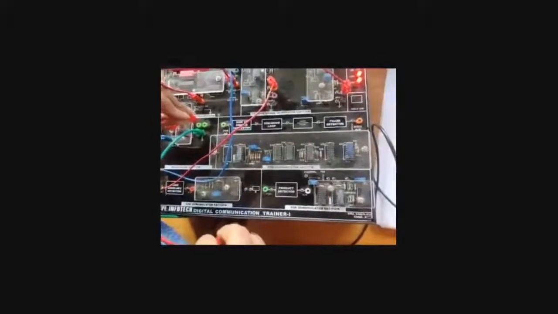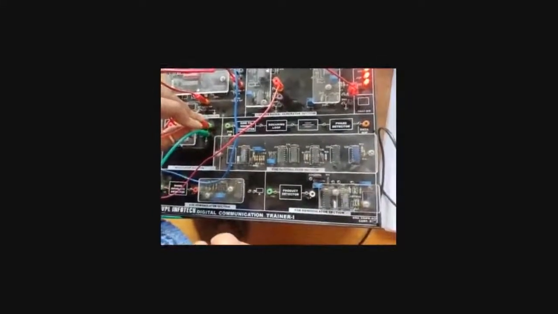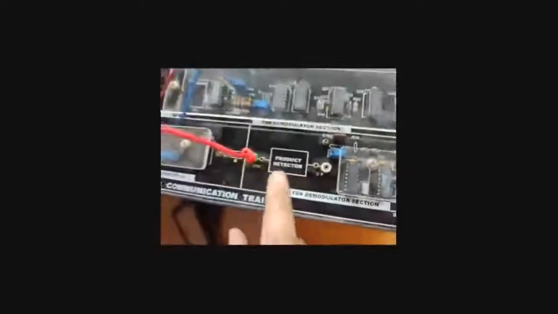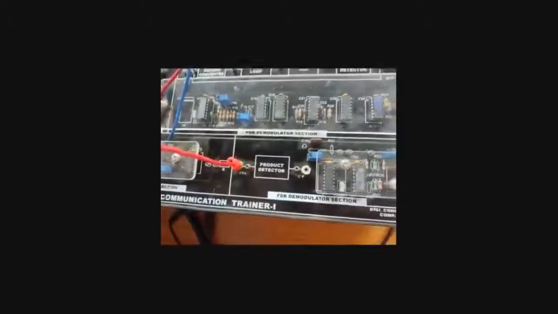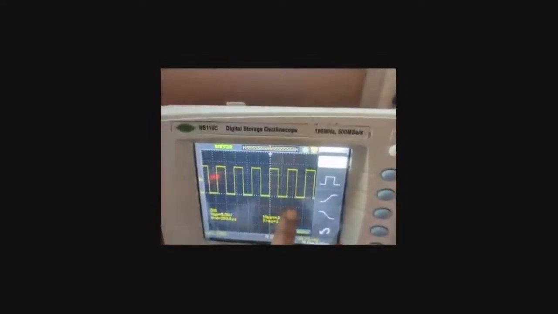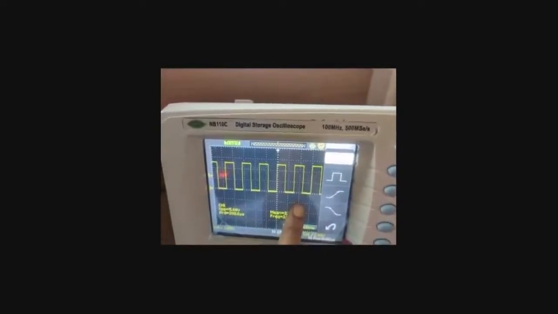For demodulation we connect the output of the modulator section to the input of the FSK demodulator section. So here we give our input, then the product detector demodulates the signal, and we observe the output at this point. This is the demodulated output of the FSK modulated signal.